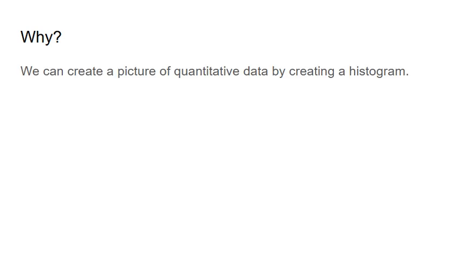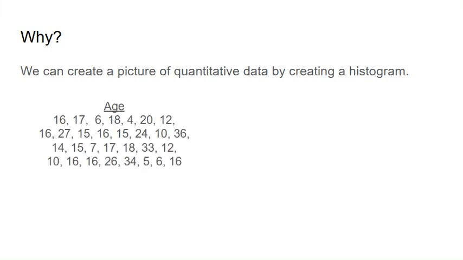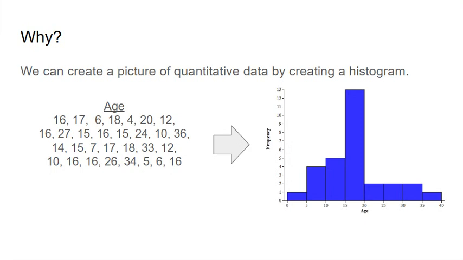Why do we make histograms? Well, we can create a picture of quantitative data by creating a histogram. For instance, if I have a large list of numbers here, ages, I can organize that list into what's very similar to a bar graph, but for numbers, called a histogram. And viewing a histogram allows us to make some conclusions about the data, such as in this case, where most of the ages are going to fall.